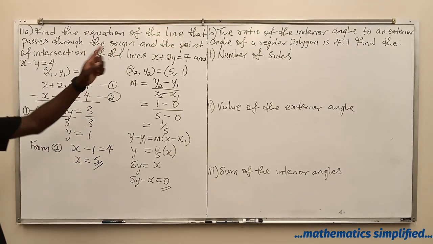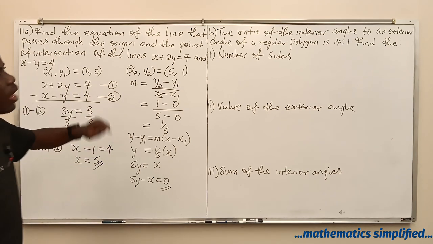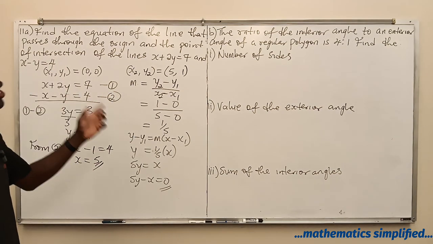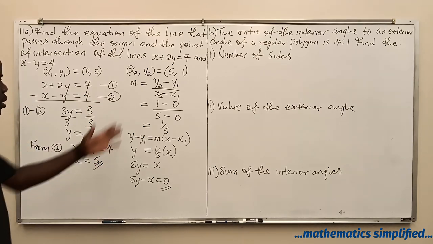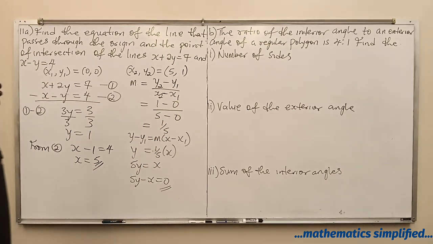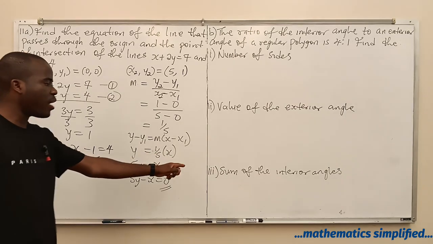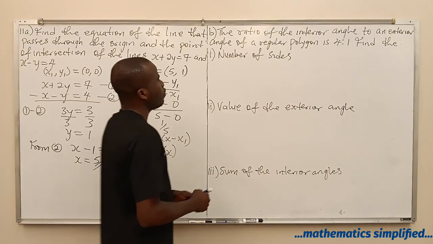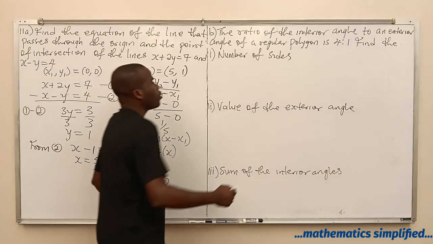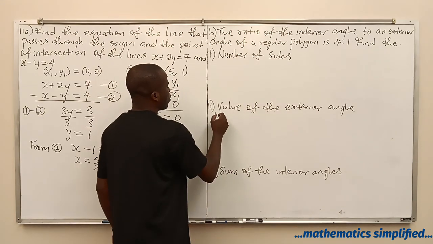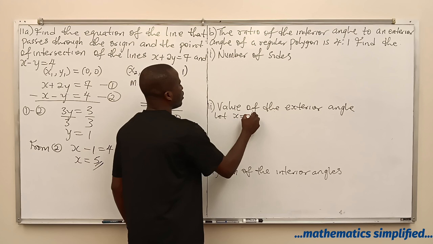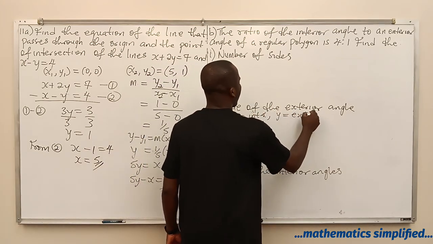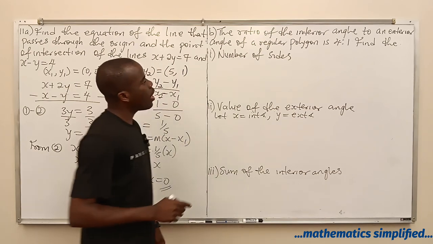Question B says the ratio of the interior angle to an exterior angle of a regular polygon is 4:1. I says find the number of sides. II says find the value of the exterior angle. And III says find the sum of the interior angles. So to make things easy for me, I will solve II first. Let x equal the interior angle and y equal the exterior angle. That is one interior and one exterior angle.